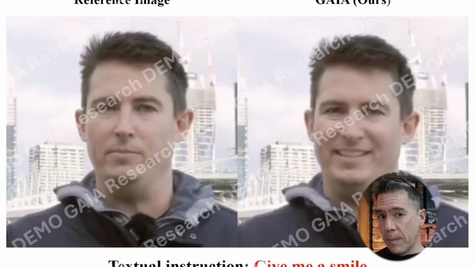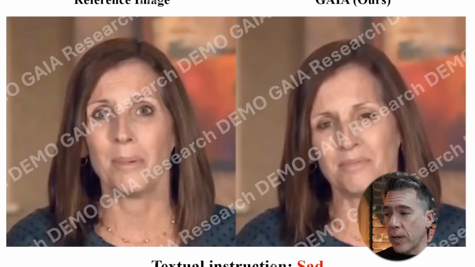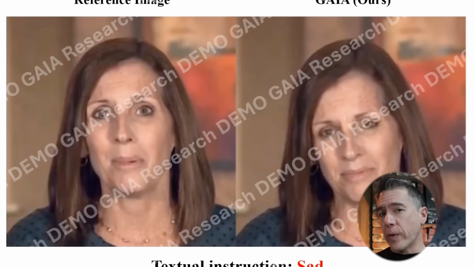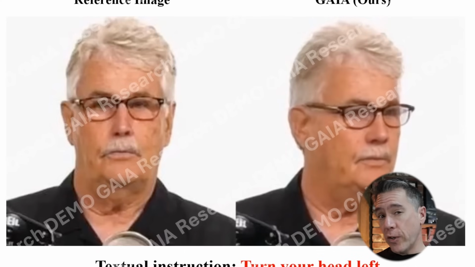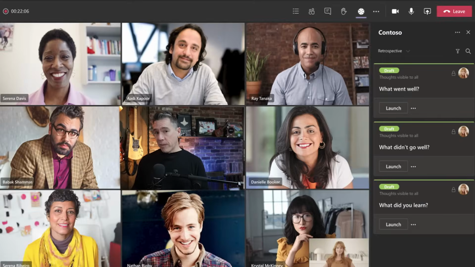Gaia also showcases a number of text instructions, such as give me a smile here, emotional instructions, such as sad, and just straight directional instructions like turn your head to the left. Given that this is a Microsoft project, maybe you'll be able to turn off your camera for your next Teams meet and send in your AI avatar to give those quarterly sales reports.